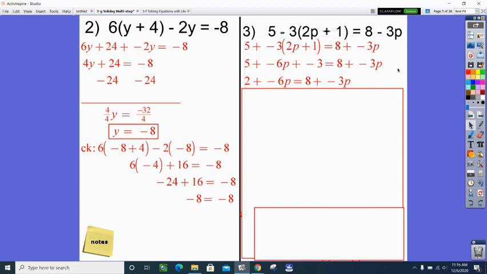Okay, now the next thing on the map was, is there a variable on both sides? And the answer is, yep. There's a negative 6p on the left, and there's a negative 3p on the right. So this is usually where we talk about having a choice.